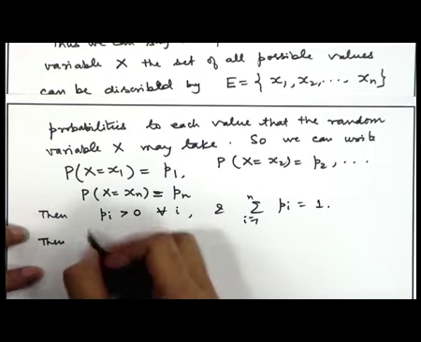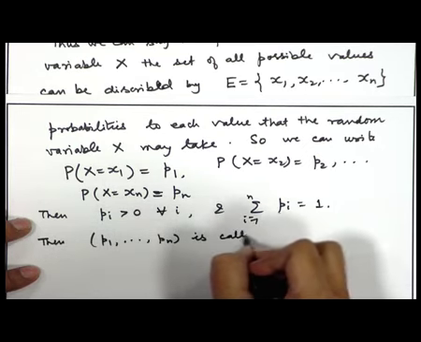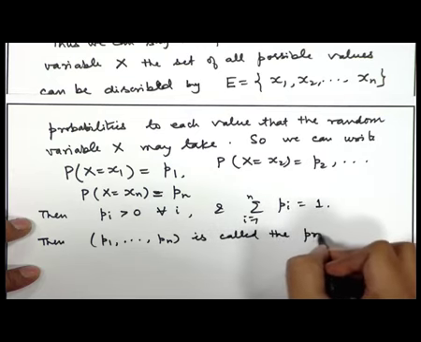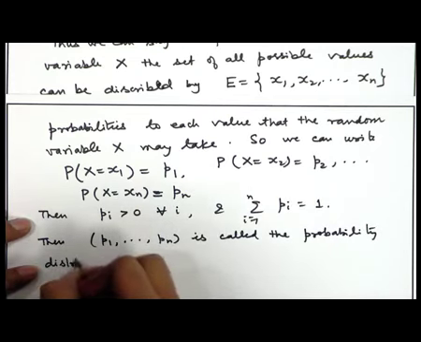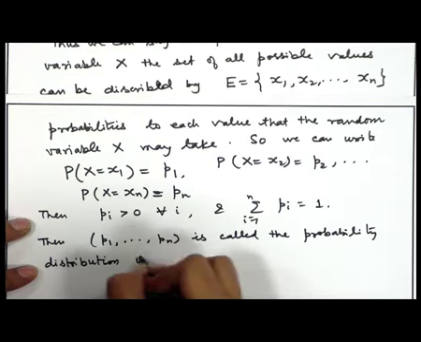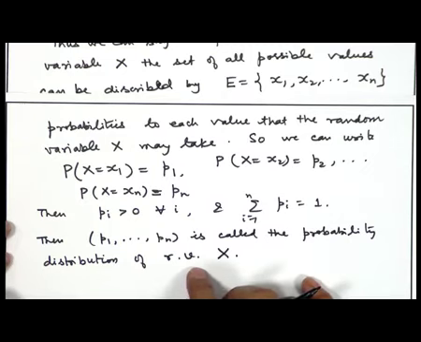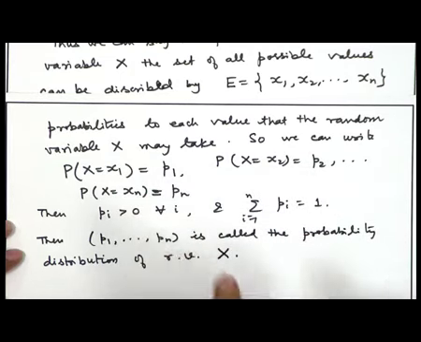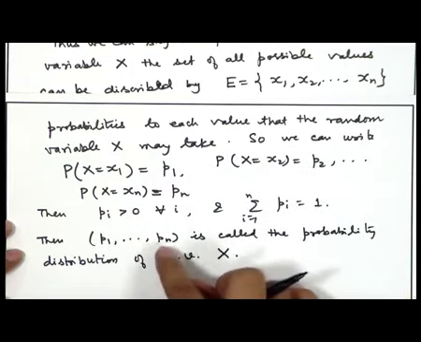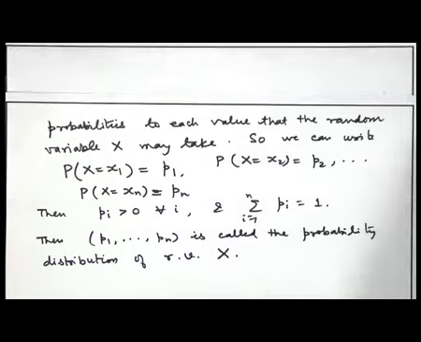Then this p1, p2, ..., pn is called the probability distribution of the random variable X. So, here we are dealing with the discrete random variable X, and I am assigning the probabilities p1 to x1, p2 to x2, pn to xn. Then this p1, p2, ..., pn is called the probability distribution of the random variable X. Let me calculate it for one case.